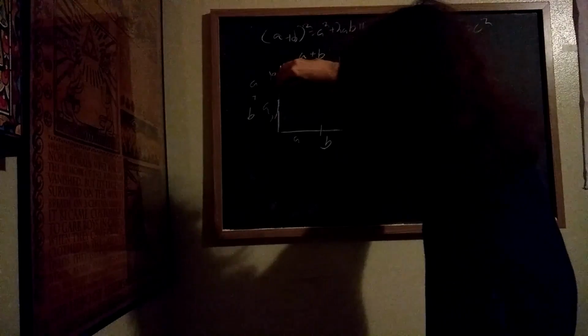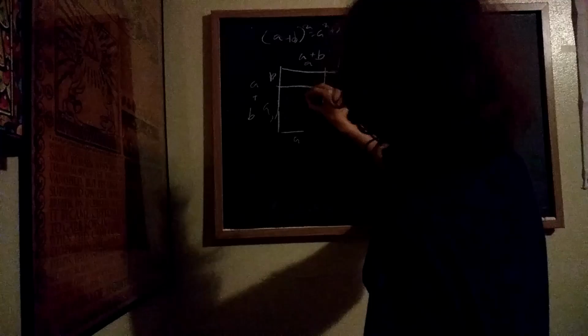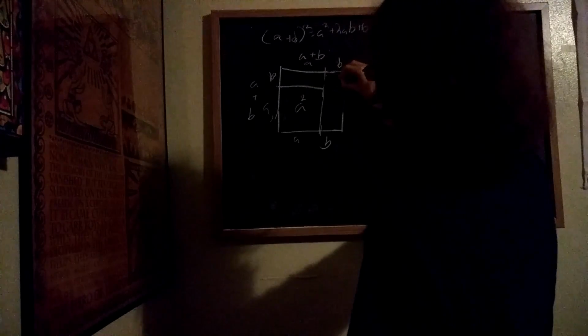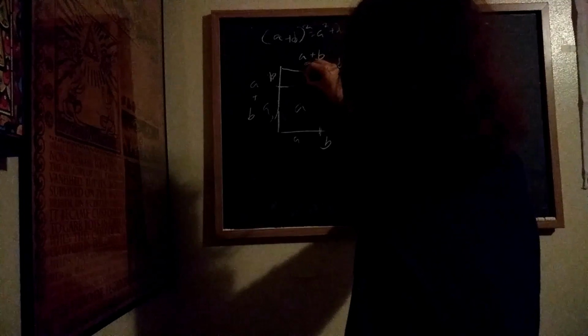So, what you can do with this is you can draw out these lines like this. It's more clear if I drew a better picture. And you'll notice we'll have two squares here. One is a squared, the area is a squared. One of the areas is b squared. And we're going to have two rectangles, both of area ab.